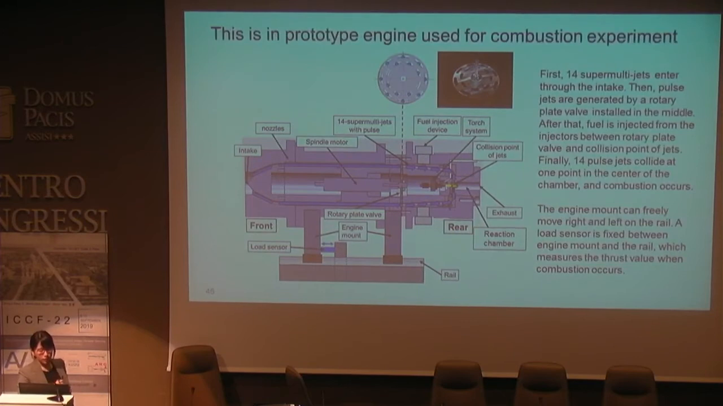This is the same diagram I showed in my previous presentation. The 14 jets enter through the intake. They are made pulse jets by this rotary plate valve, which is installed in the middle. And a fuel injection device is placed downstream. And the pulse jets collide at the center of the reaction chamber. The engine mount can move freely to the right and left, and a load sensor is installed on the engine mount to measure thrust in the combustion experiment.